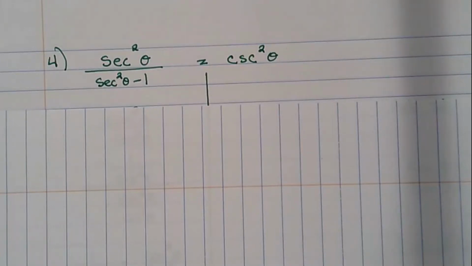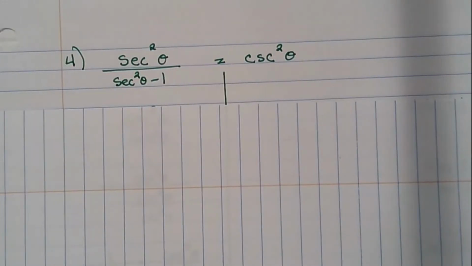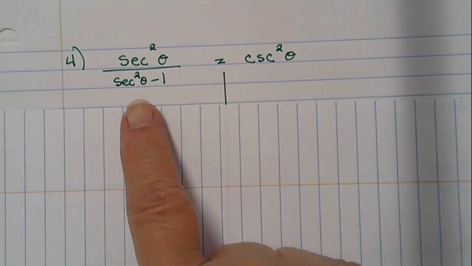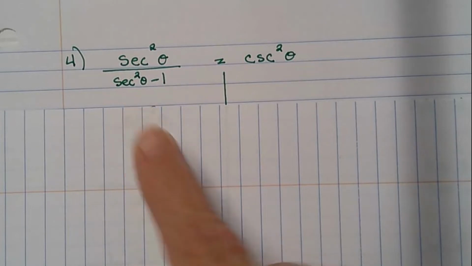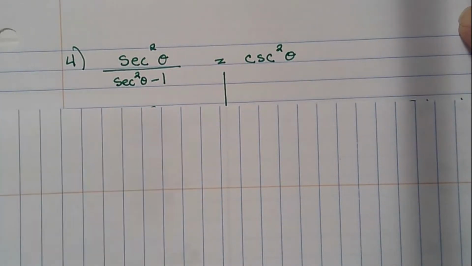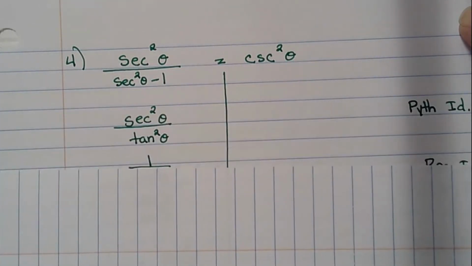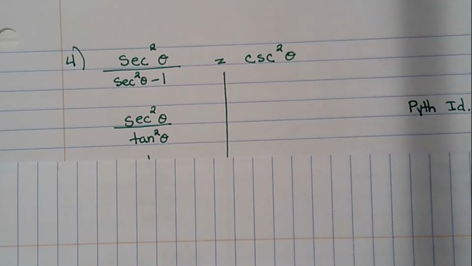All right, so here's number 4. And the first thing that I'm going to look at is this denominator. And that is a Pythagorean identity. Secant squared theta minus 1 is actually equal to tangent squared theta. So I'm going to make that substitution first. And that is according to the Pythagorean identity.